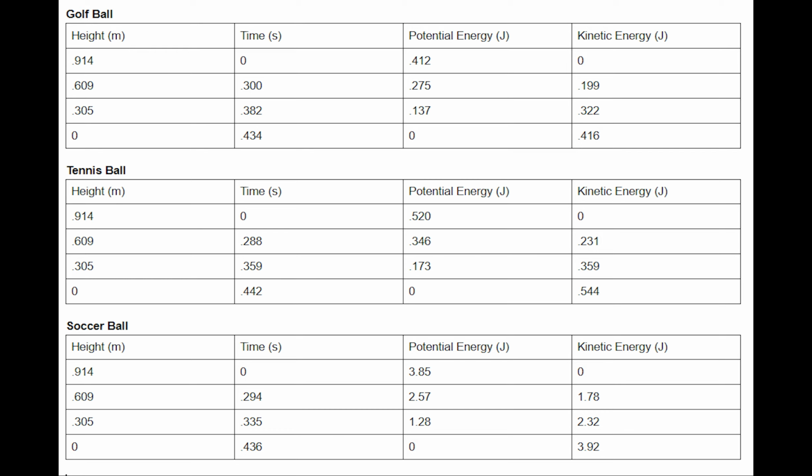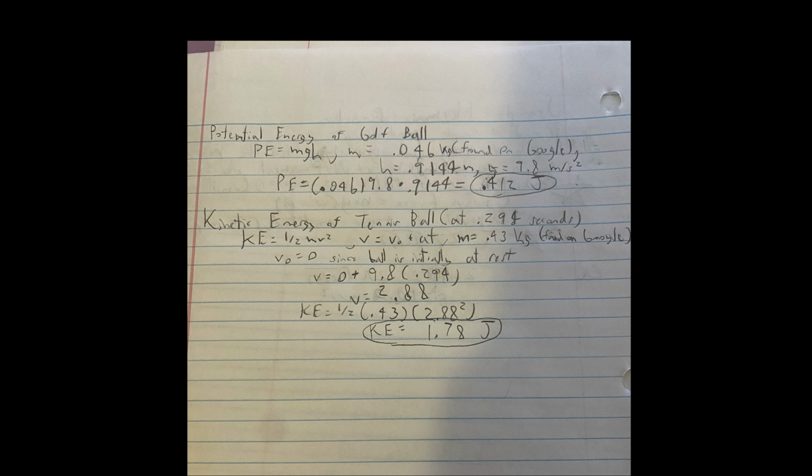Now shown is a table containing the values used to construct the energy versus height graph. Height, time, potential energy, and kinetic energy were all needed to construct this graph. Height was used to calculate the potential energy by using the equation mgh equals potential energy. Time was used to calculate the velocity, and this velocity was then used to calculate the kinetic energy. A sample of the work that was done to find both the potential and the kinetic energy is now shown.